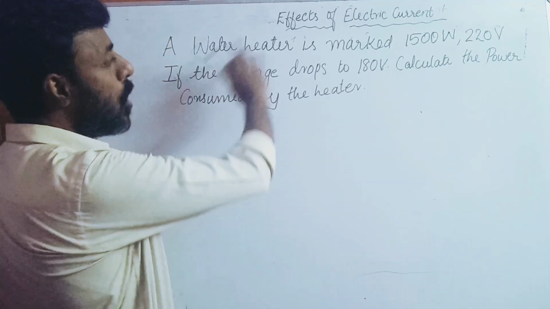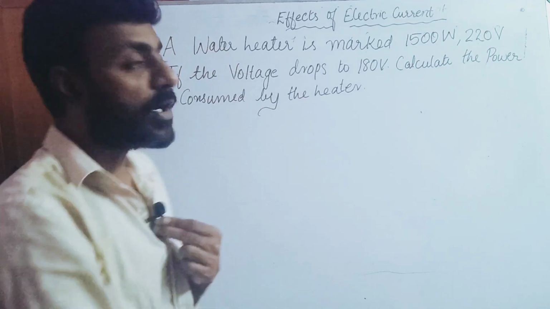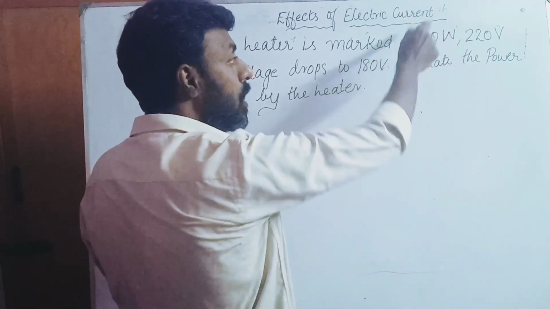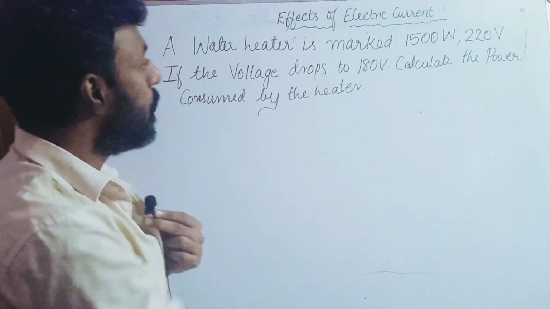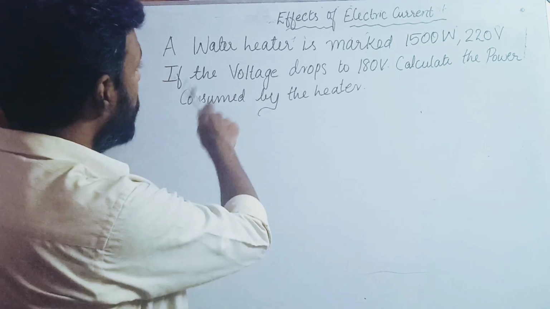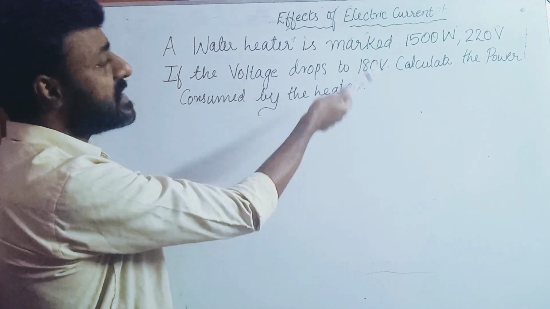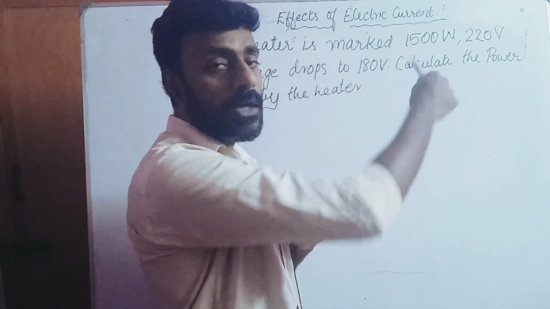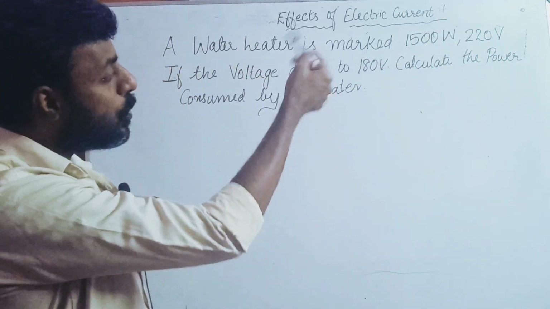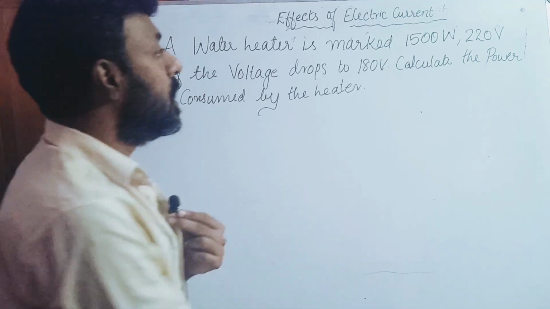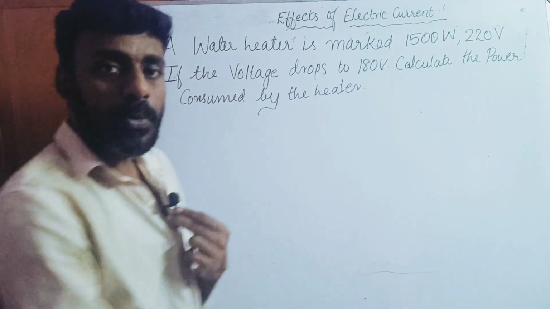So here a water heater is being chosen and the values have been printed on the water heater nameplate, that is 1500 watt, which is nothing but the power consumption, and 220 volts is the value of the voltage at which the water heater operates. This is the nameplate detail. Now they are telling that if the voltage drops to 180 volts when the water heater is under operation, they have noticed a drop in voltage from 220 volts to 180 volts. Now if there is a drop in voltage, they are asking us to find what is the power that would be consumed by the heater.